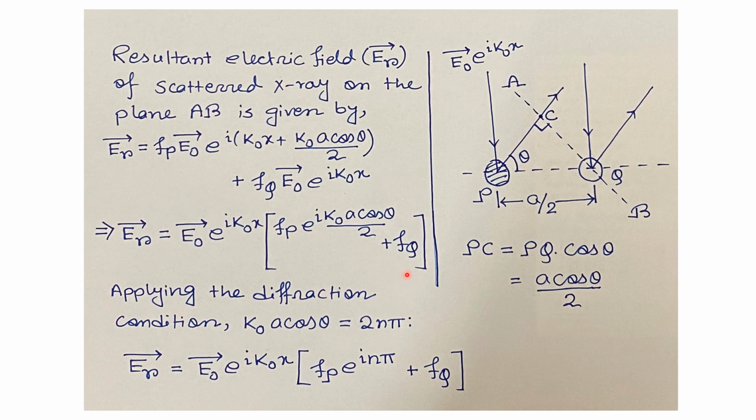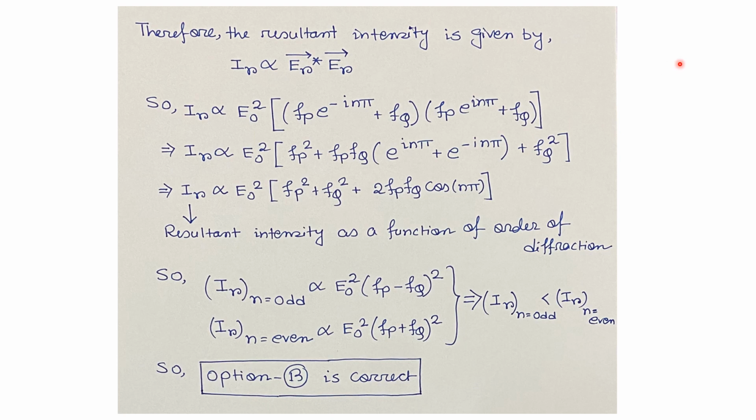Now we will apply the diffraction condition, that is k naught A cos theta equals 2 pi n. Then we will get E R vector equals E naught vector e to the power i k naught x multiplied by (Fp e to the power i n pi plus Fq). Therefore, the resultant intensity on the plane AB is given by I R proportional to the electric field multiplied with its complex conjugate. So I R is proportional to E naught square into (Fp e to the power minus i n pi plus Fq) multiplied with (Fp e to the power i n pi plus Fq).